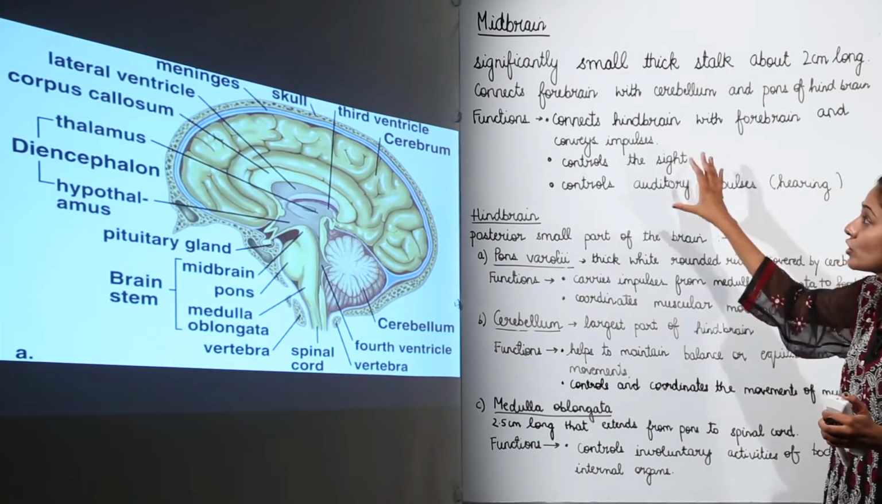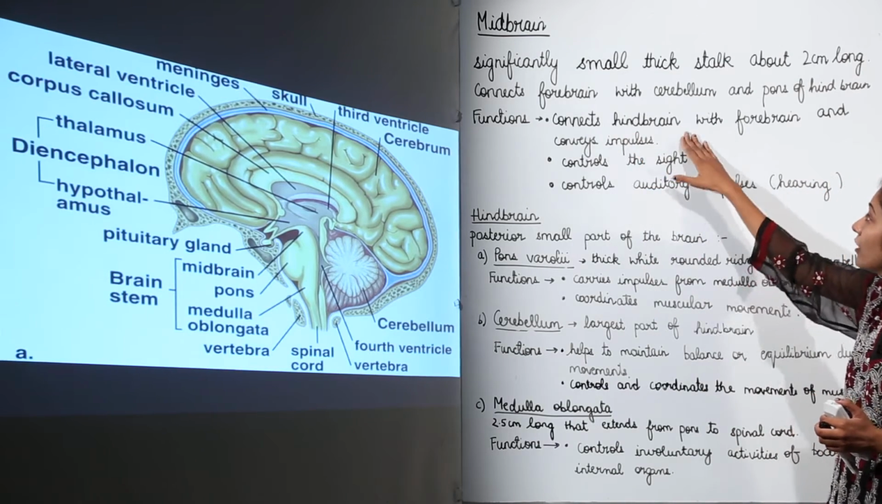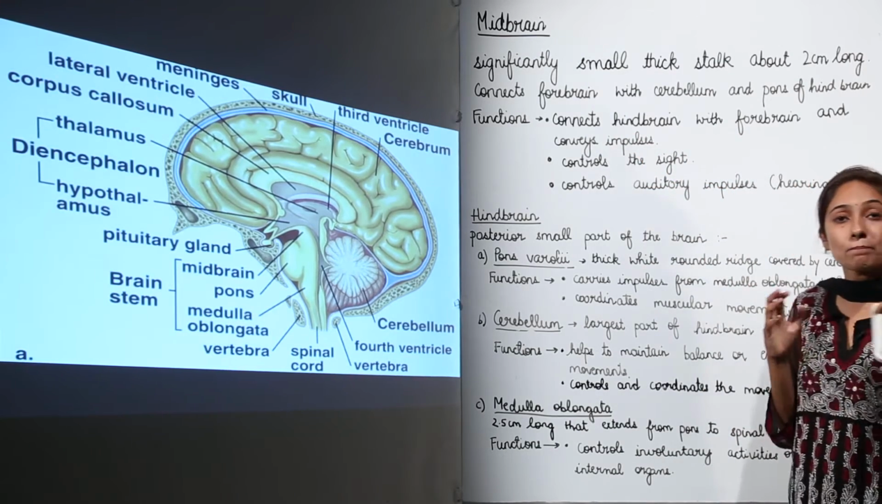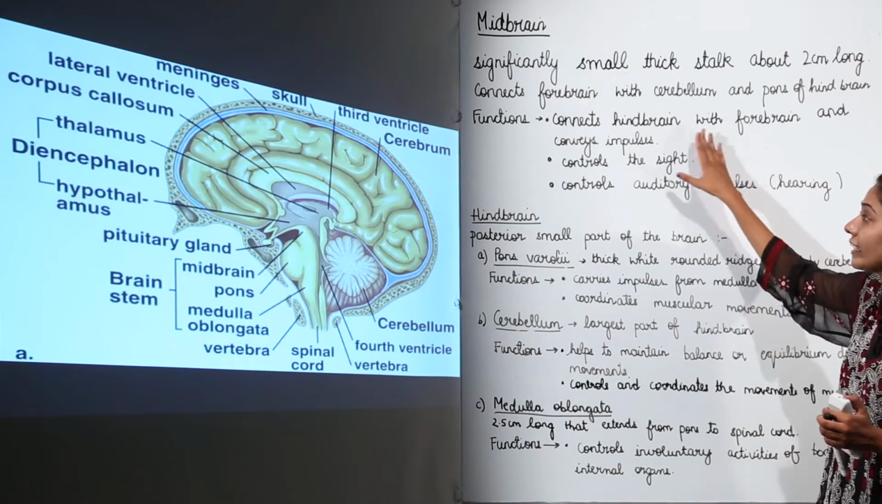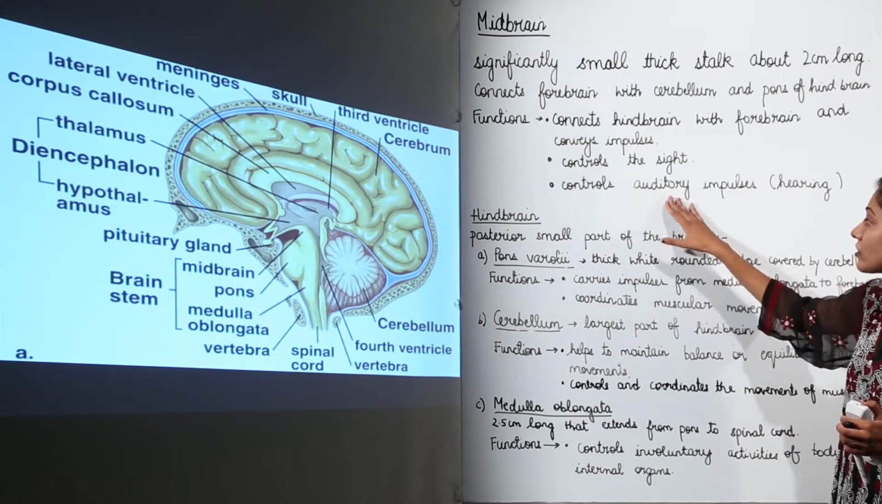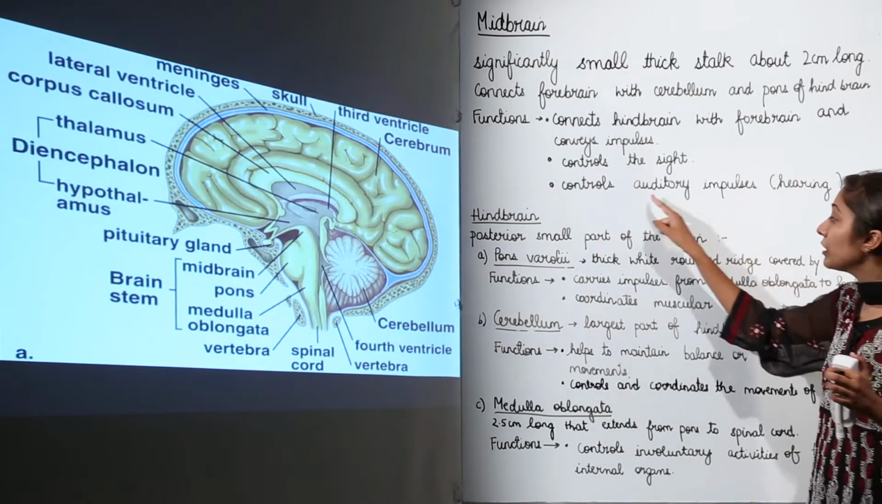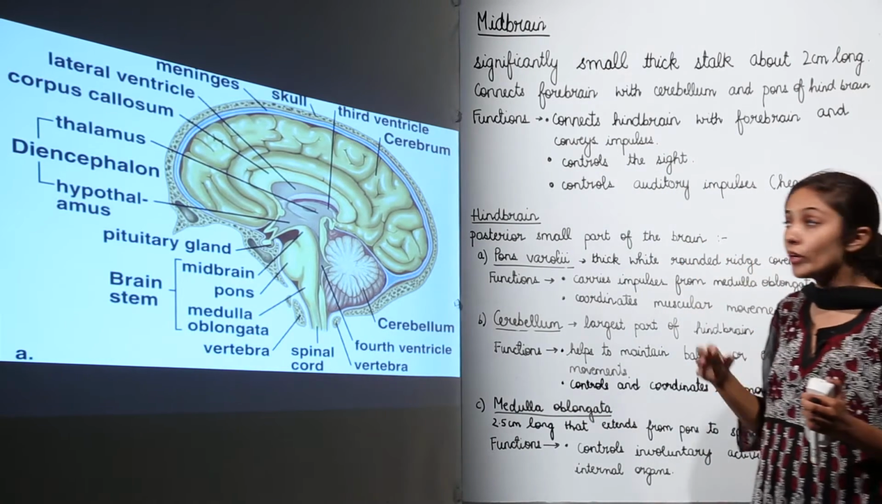What are the functions of midbrain? As I told you earlier also, it connects hindbrain with forebrain and it conveys impulses between the two. It controls sight, and it controls auditory impulses also. What do you mean by auditory impulses? These are related to hearing, right?